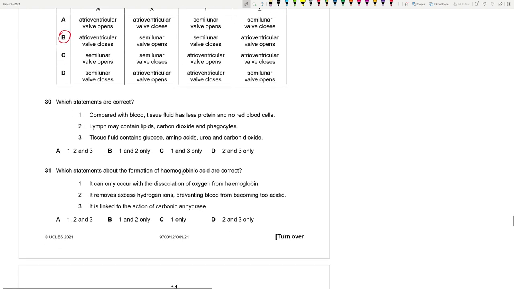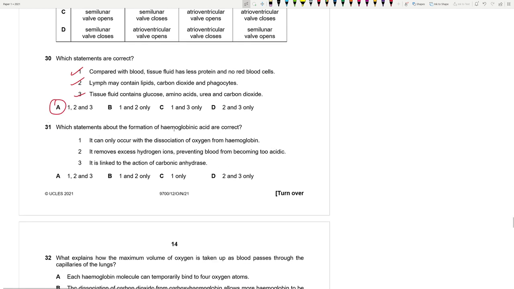Okay, for 30, which statements are correct? Compared with blood, tissue fluid has less protein and no RBC. This looks okay. This is fine. Lymph may contain lipids, carbon dioxide, and phagocytes. That's true. Tissue fluid contains glucose, amino acids, urea, and carbon dioxide. That's fine. Those can actually pass through the capillaries into the tissue fluid. So 30 is actually A.